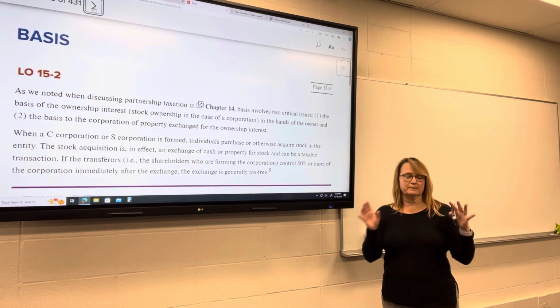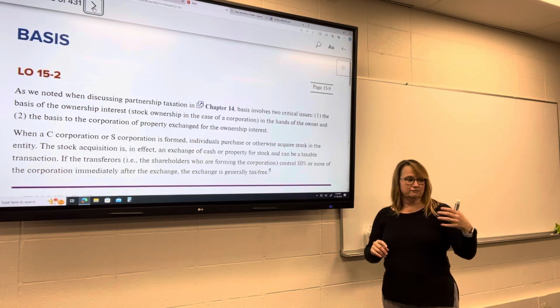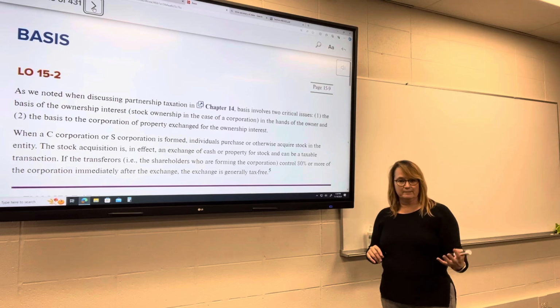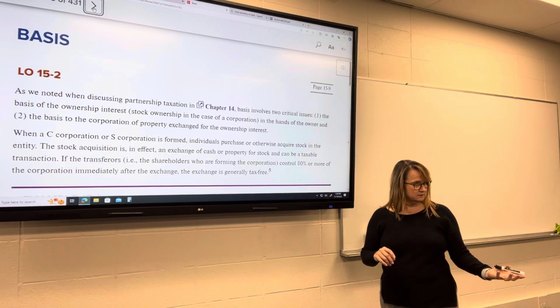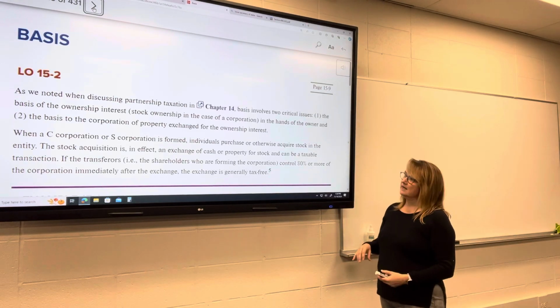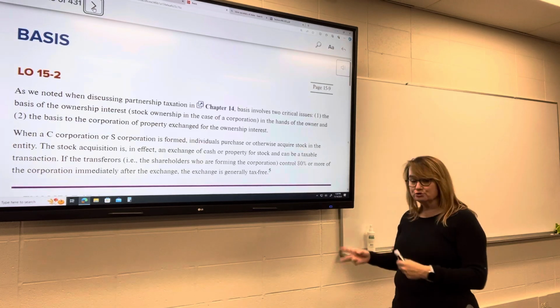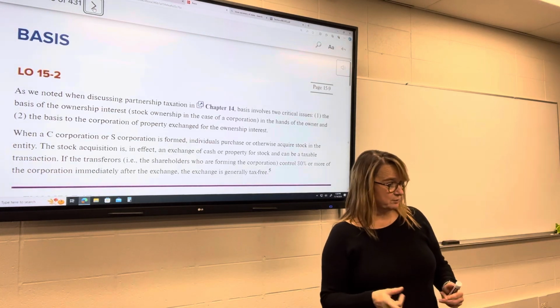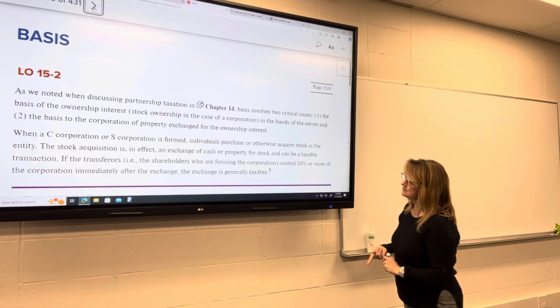So, well, let me back up a little bit. That stock, if you had ever purchased any, would have a basis. However much you paid for it is your basis in that stock. But there are two types of basis, just like with partnerships: there's inside basis and there's outside basis.